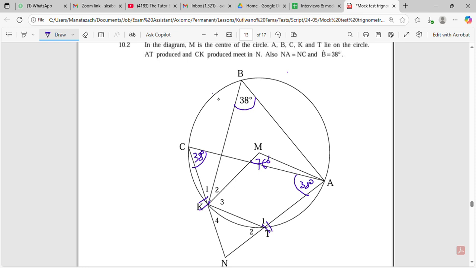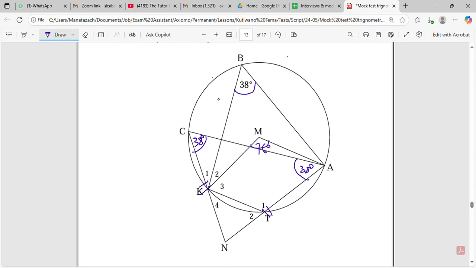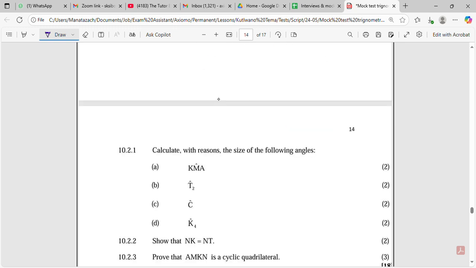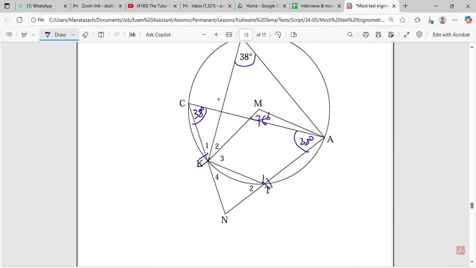So that is it for now. We've simplified the drawing as far as we can. So now let's hear the question. The question is asking us to calculate KMA. So let's see KMA.